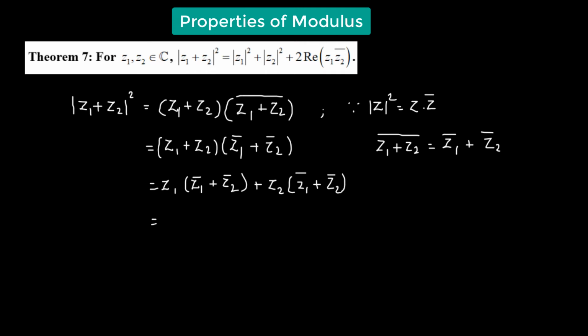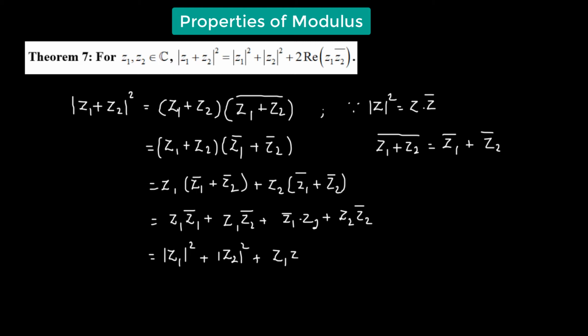When we distribute z1 to z1 bar plus z2 bar, we get z1 times z1 bar plus z1 times z2 bar, plus z1 bar times z2 plus z2 times z2 bar. Now we again apply the formula that z1 times z1 bar will be simply equal to the absolute value of z1 squared, plus then we apply the same property to the fourth term, so that should give us the absolute value of z2 squared, leaving us with z1 times z2 bar.